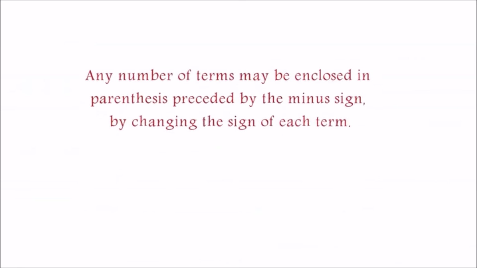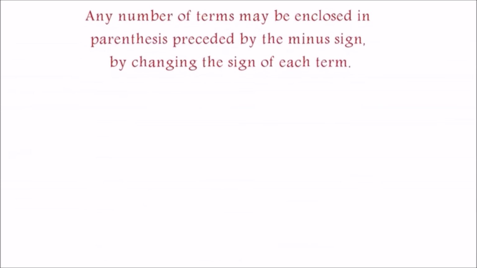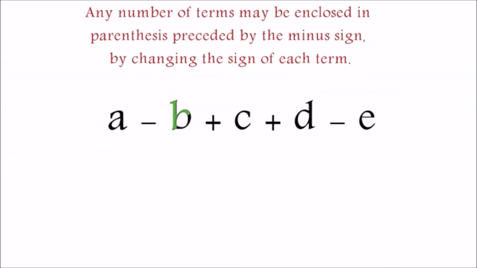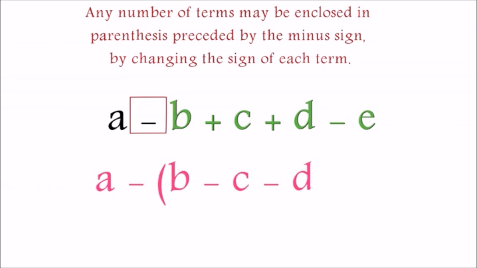Now, we move on. We are saying that any number of terms may be enclosed in parentheses preceded by the minus sign by changing the sign of each term. Example, here we want to put b plus c plus d minus e into parentheses. So, we said that if we want to precede this by a minus sign, then the sign of the terms in the parenthesis will change.